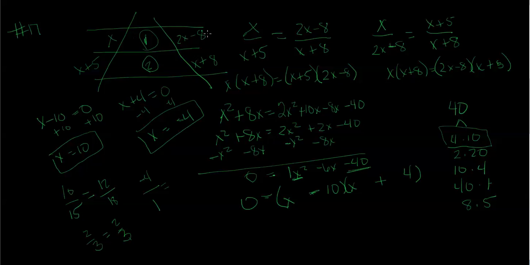It works, but right here I have an x all by itself. That means the distance between here and here is whatever x is. If x is negative 4, that is not a distance. We can't have a negative distance. So a negative answer is not allowed. So the only viable answer is x equals 10.